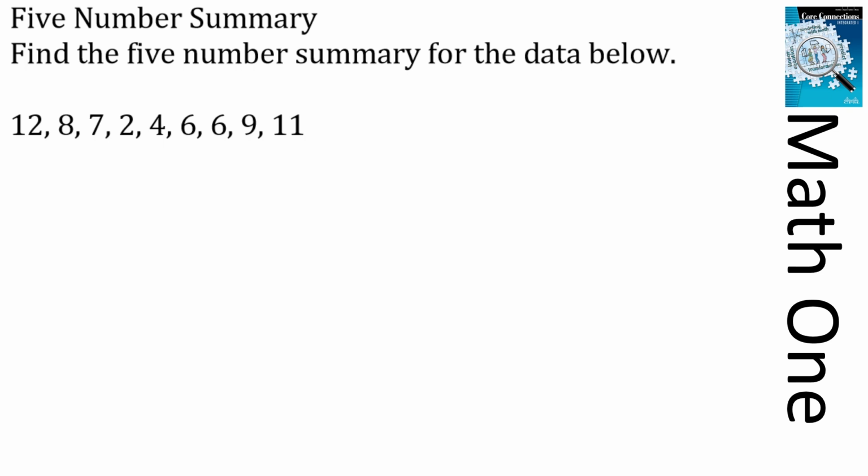So, five number summary, what is it? How do you find it? Here's a list of data. If we want to manually create a five number summary and then maybe use it to create a box plot, we do need to order the data from least to greatest.